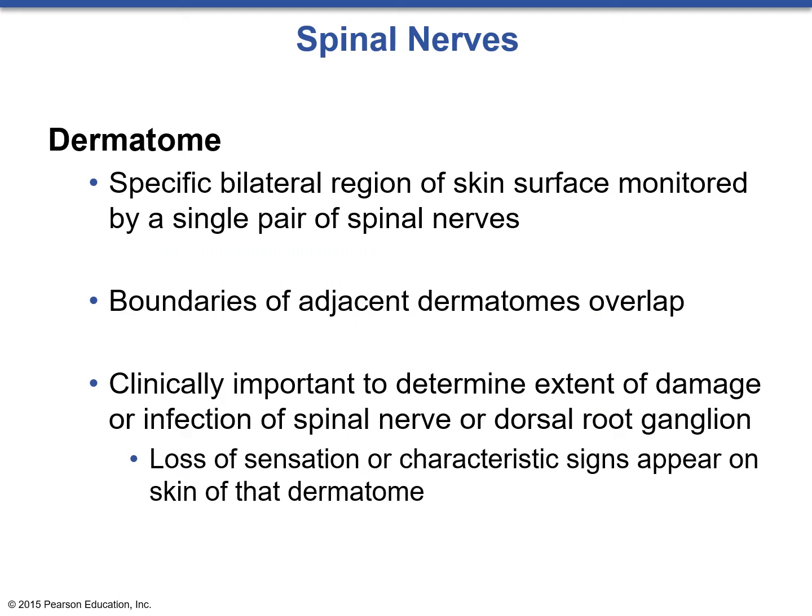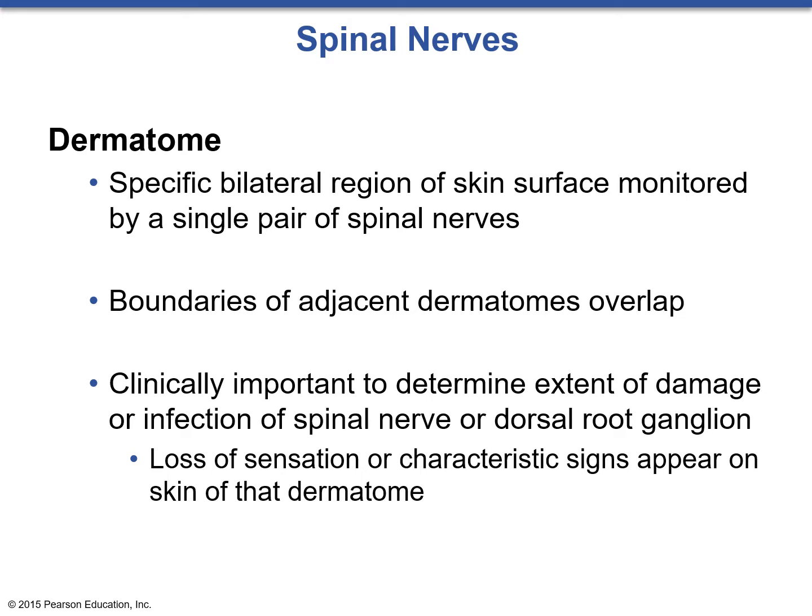A dermatome refers to a specific bilateral region of the skin surface that is monitored by a single pair of spinal nerves. If you remember in our previous lecture, we covered all 31 pairs of spinal nerves that extend out from the spinal cord. Each one of those pairs of nerves is going to monitor a region of skin.